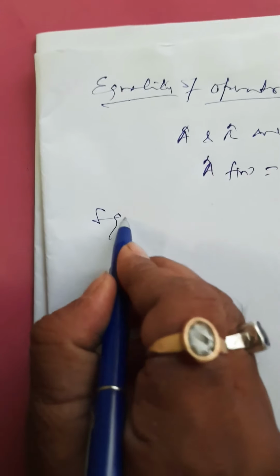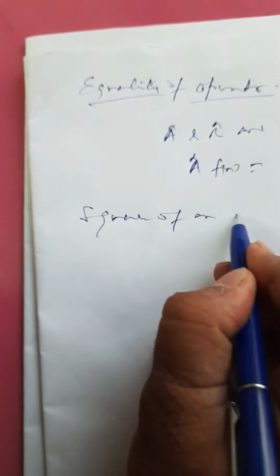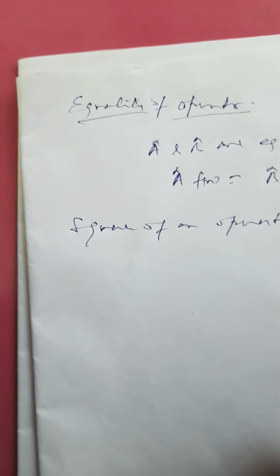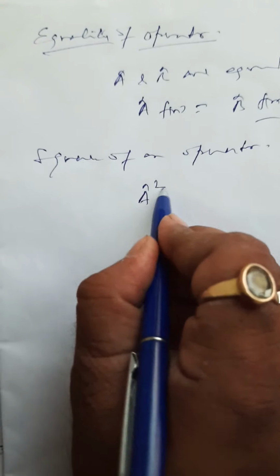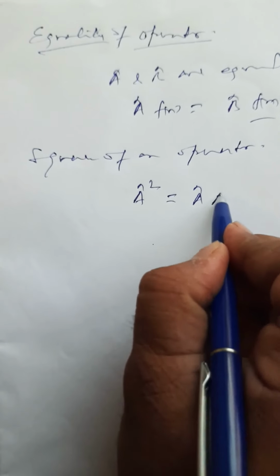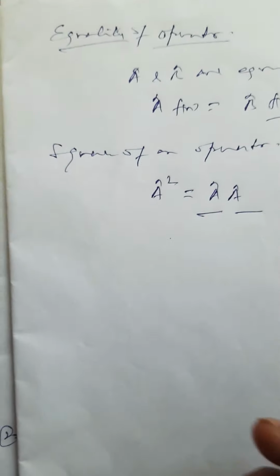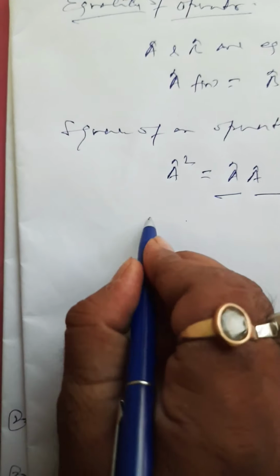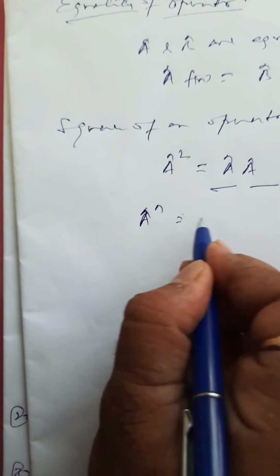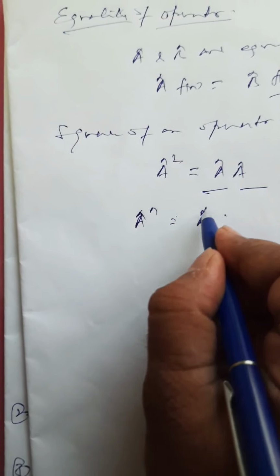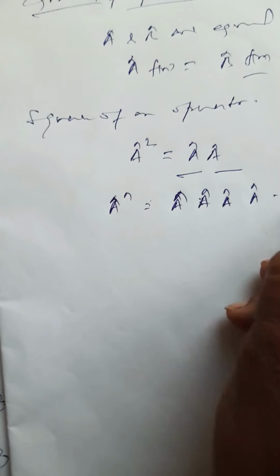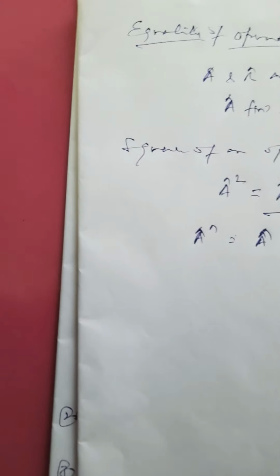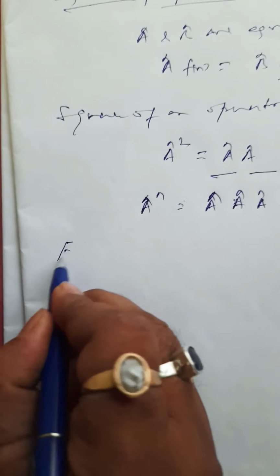Then we have the square of an operator. These are some of the properties of an operator we should remember. The square of an operator is the product of the operator with itself. For the nth power, you just multiply it n times. So this is the square of an operator. Then the exponential of an operator.